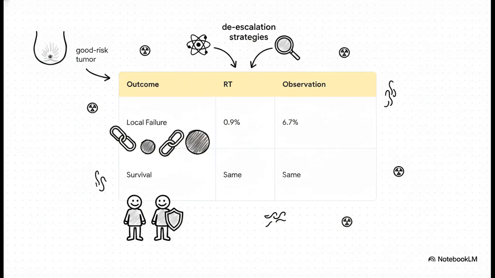Well, the RTOG 9804 trial tested exactly this, randomizing those good risk patients to whole breast radiation versus observation alone. At 7 years out, local failure in the observation arm was 6.7%. Compare that to a practically microscopic 0.9% with radiation. So while overall survival is totally identical, radiation undeniably provides vastly superior local control, even in your absolute best-case scenarios.